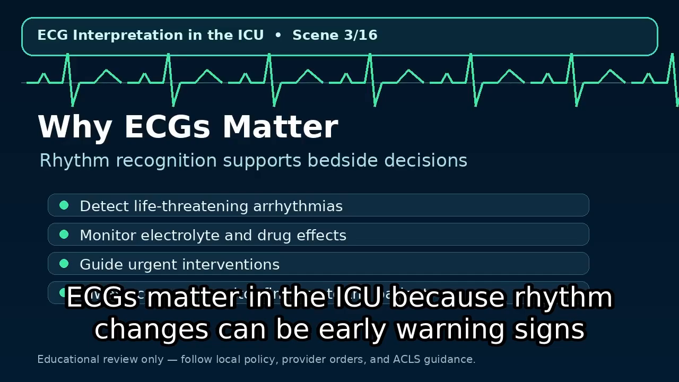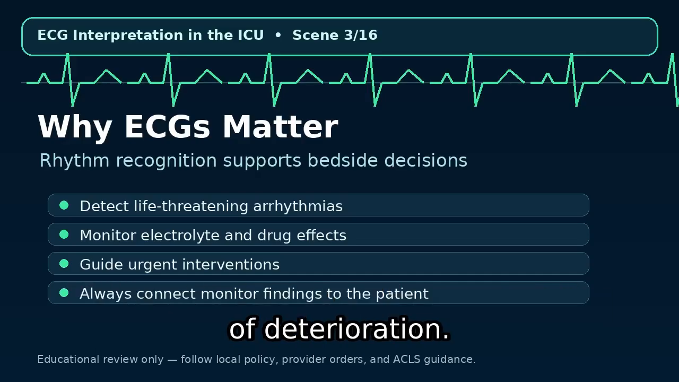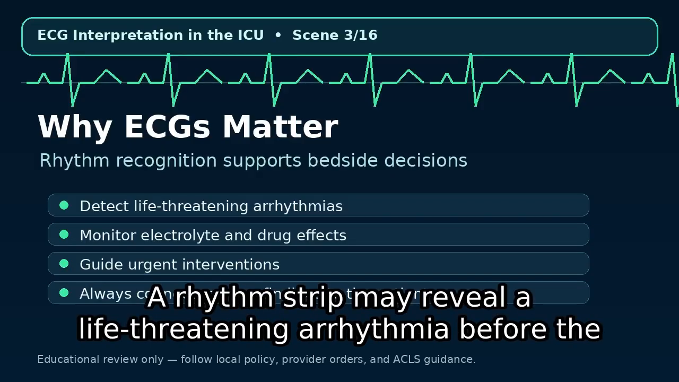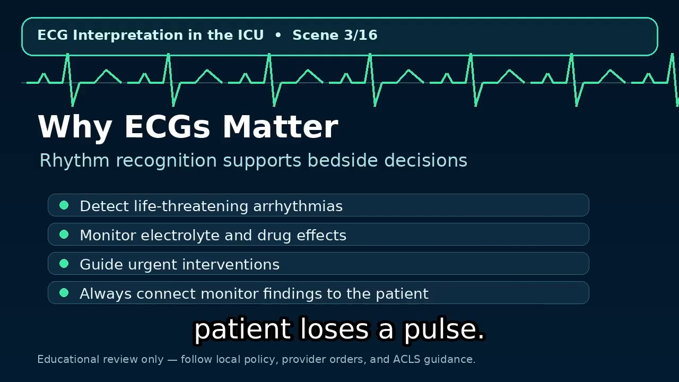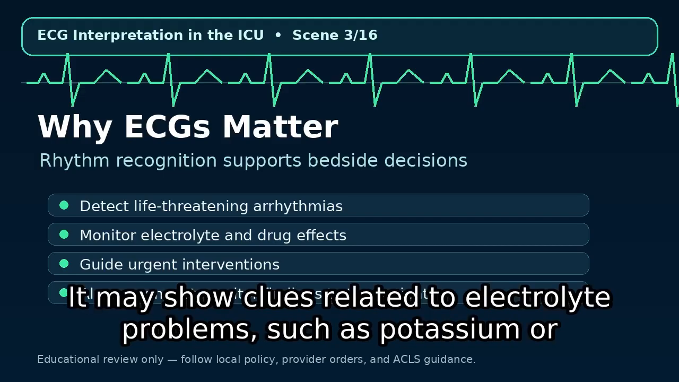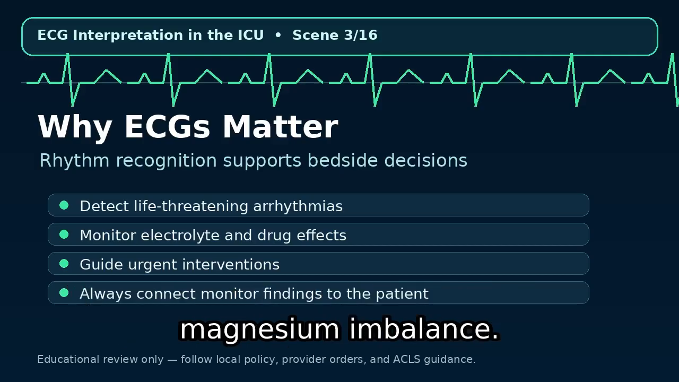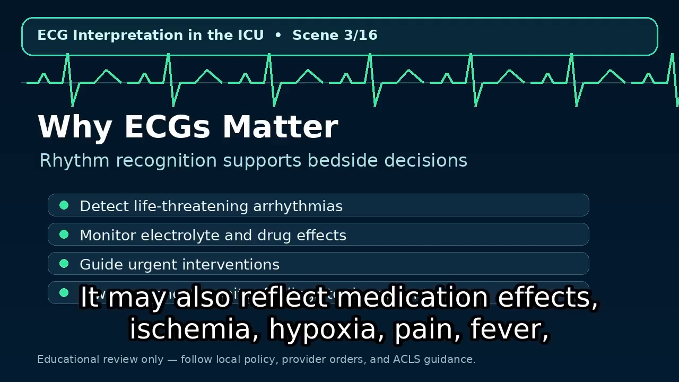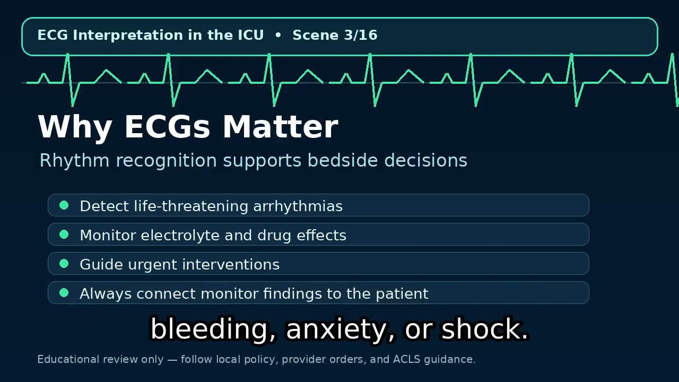ECGs matter in the ICU because rhythm changes can be early warning signs of deterioration. A rhythm strip may reveal a life-threatening arrhythmia before the patient loses a pulse. It may show clues related to electrolyte problems, such as potassium or magnesium imbalance. It may also reflect medication effects, ischemia, hypoxia, pain, fever, bleeding, anxiety, or shock.